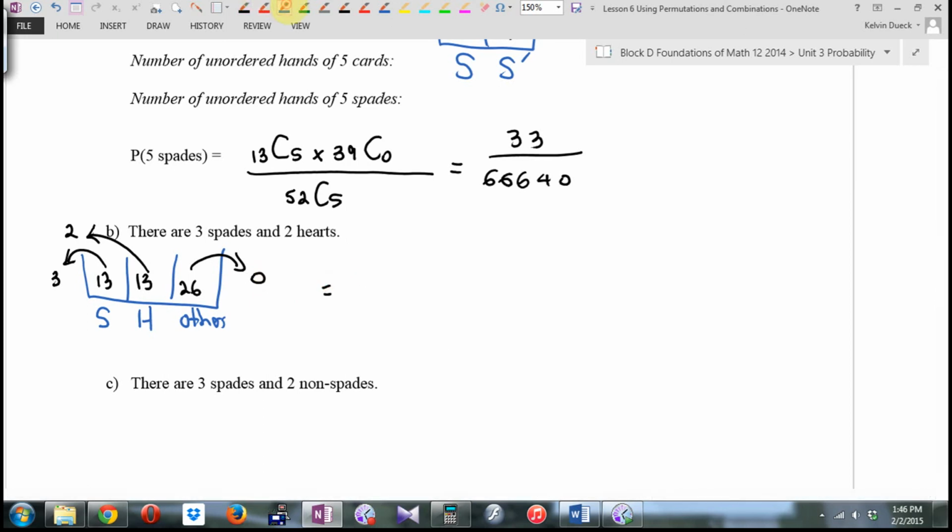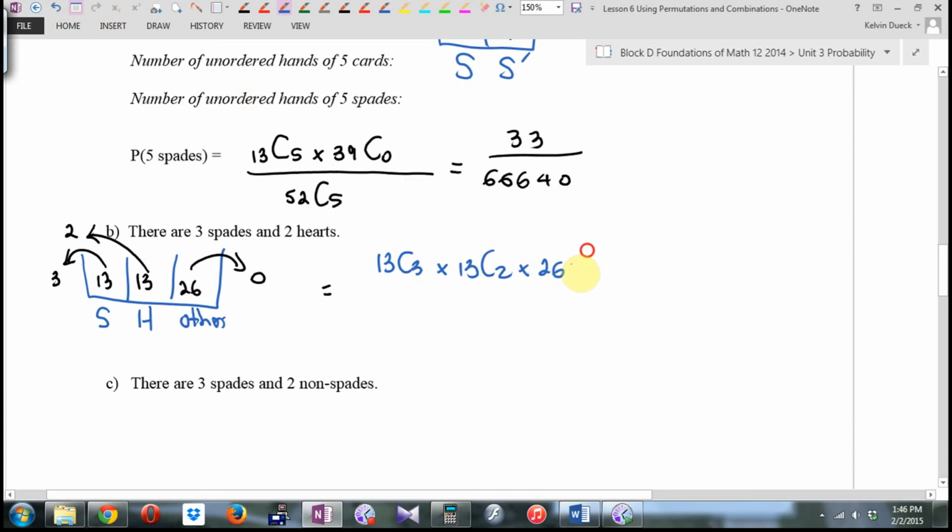So it's going to end up being 13 choose 3. There's my 3 spades. And 13 choose 2. There's my 2 hearts. And 26 choose 0, since I don't pick any of the others. All divided by what? Does it work if I add up everything in the front and everything in the back? Yeah, it does. From 52 cards, you're choosing 5 of them at random. That's how many different 5-card hands there are. So that's what you're going to divide by. This is how many positive outcomes there are.